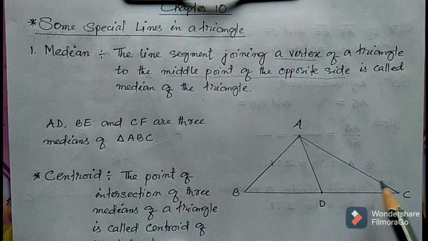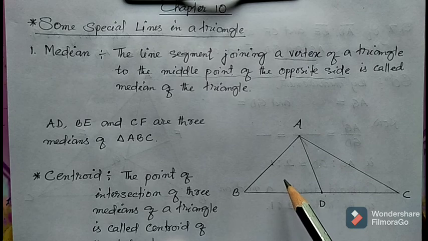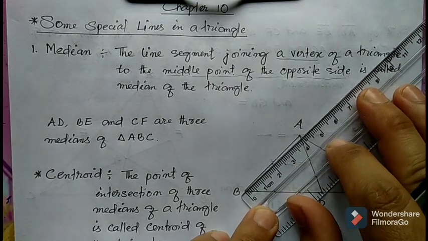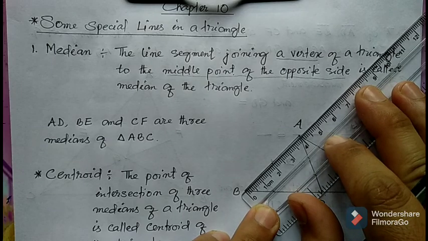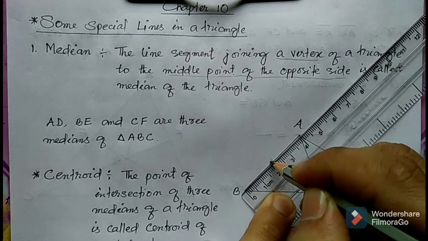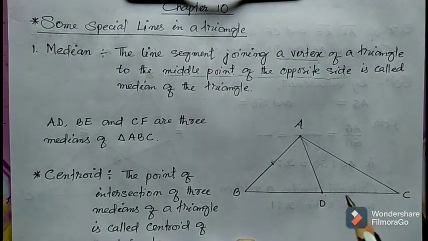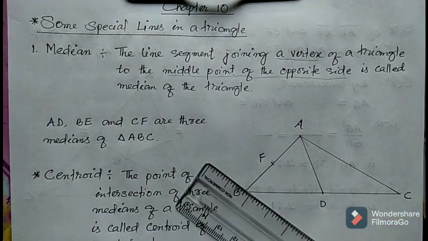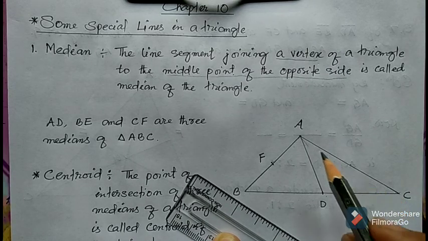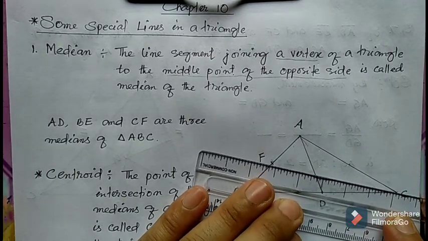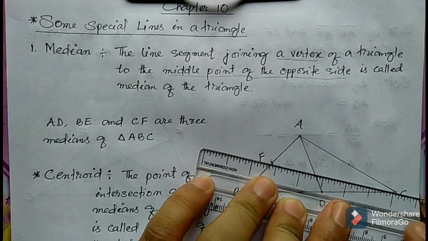And there are 3 vertices and 3 sides, so we can draw 2 more medians. Now again, let's see how long the side AB is. AB is 4 centimeter long, as you can see here. So the middle point of a 4 centimeter long line segment is at 2. Now let's say this is F, and let's join this vertex C and the middle point of the opposite side, which is AB. The middle point of AB is F. So joining them, we get another line segment.